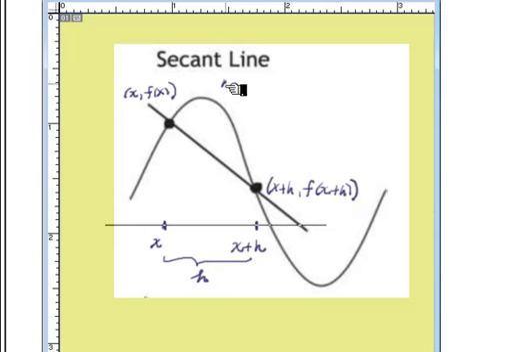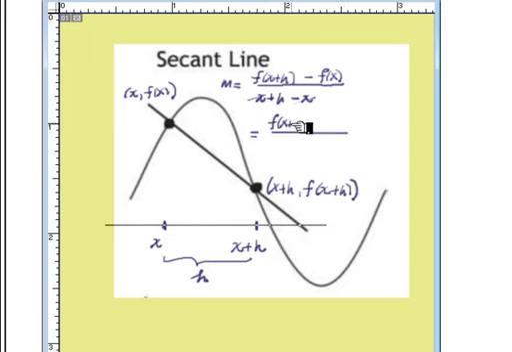Now let's rewrite our slope formula. Change in y's over change in x. Notice this denominator simplifies. The x we have here and the minus x, those just cancel. So this formula becomes f of x plus h minus f of x over h.